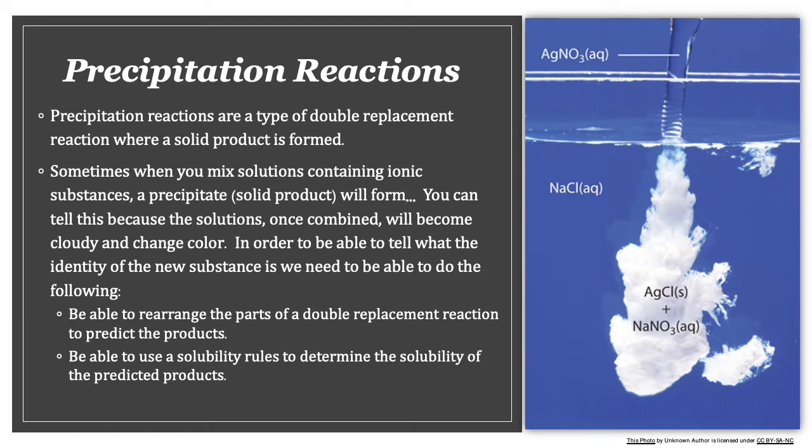So precipitation reactions are types of double replacement reactions where solid products are formed. What happens here is that we have two solutions that contain ions, and when those solutions are mixed, we have the formation of a solid product, and you can tell that a solid is being formed because the solution will become cloudy and it may change color. A lot of times if the solutions are colorless, you can see in the picture over here to the side, we're mixing two clear solutions and we're getting this white cloudy substance.